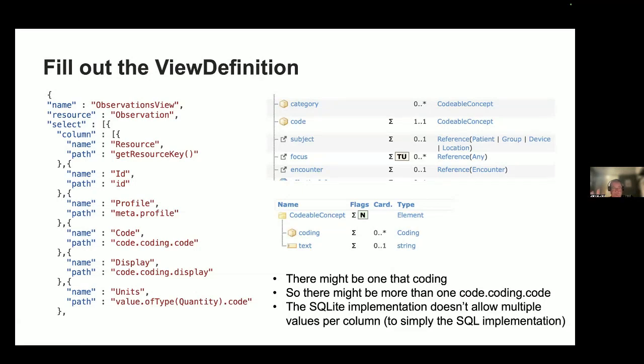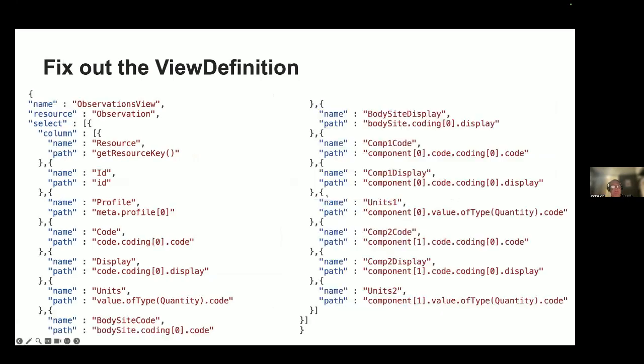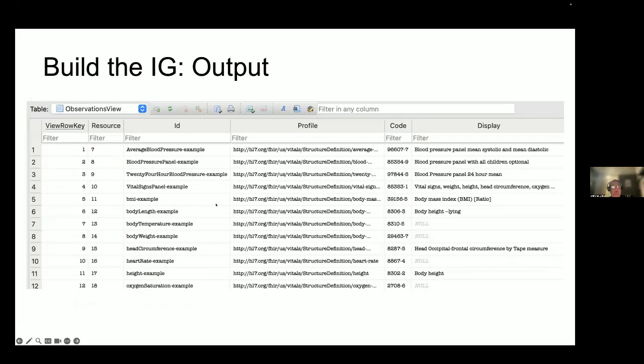But in my choice, the SQLite storage doesn't allow multiple values per column, just to make everything simple for what I'm about to show you. So then we rerun that, now that we fixed the view definition up, and we get an output in the package.db file with a row key, which I always add in the storage, a resource key, which is an internal reference to the resources table, and then the ID, the profile, the code, the display as laid out by the view definition. There's no display in the table.